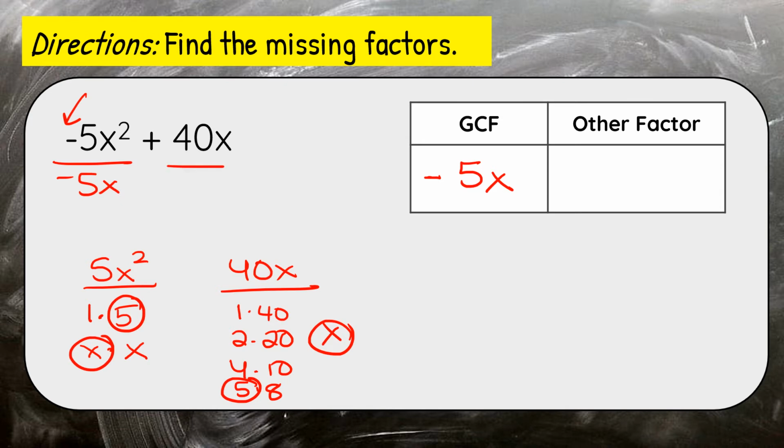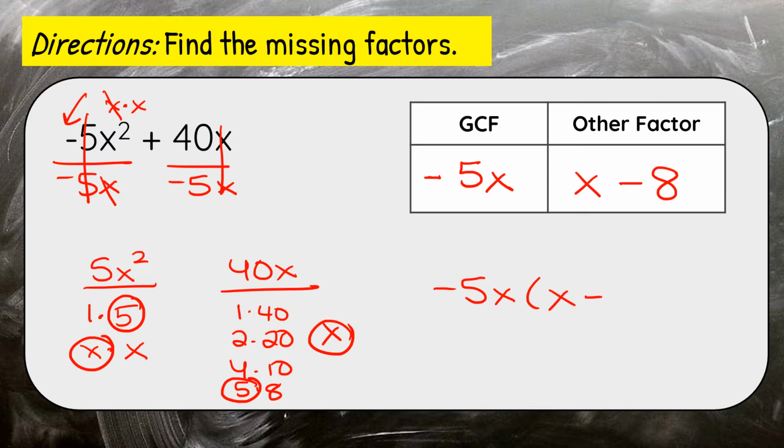We divide by negative 5x. That makes 1. Remember, x squared is x times x, so that cancels, and we're left with x. 40 divided by negative 5 is negative 8, and the x's cancel out. So our answer is negative 5x times x minus 8. These are our factors.